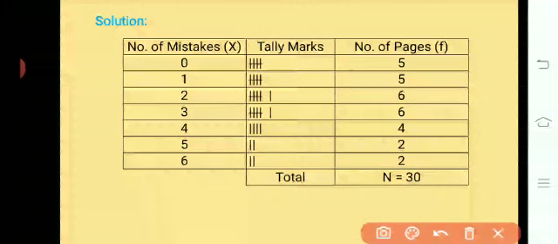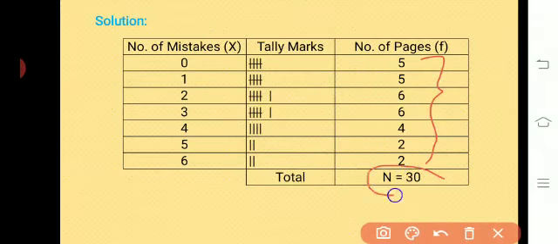Now we have to add all these frequencies, and if you add them you will get capital N equal to 30, because in the question it is given a review of the first 30 pages, so the total number of pages is 30. So this is one example on formation of a discrete frequency table.